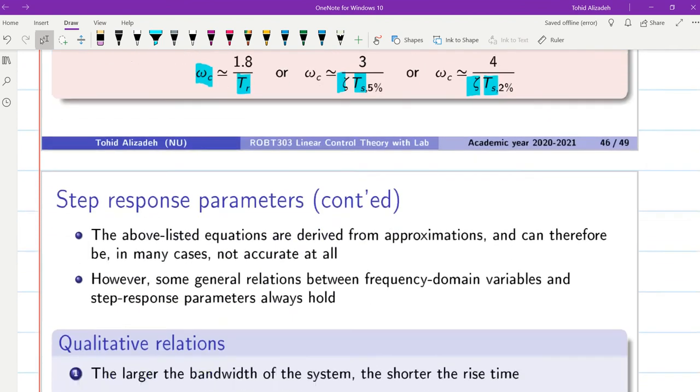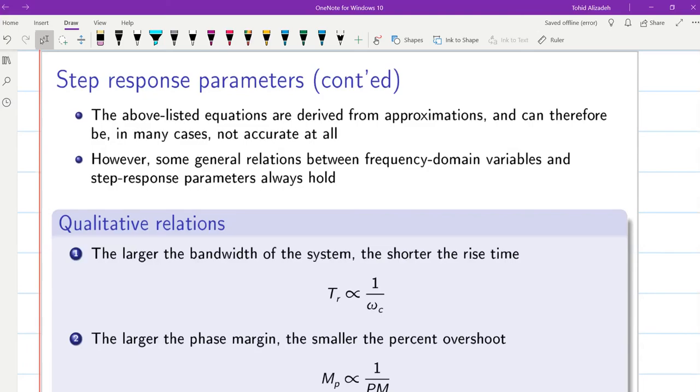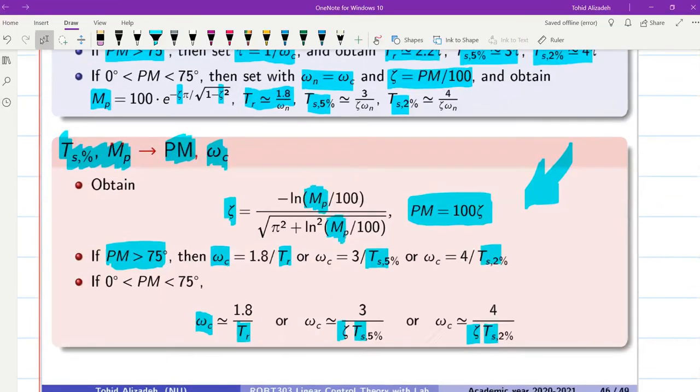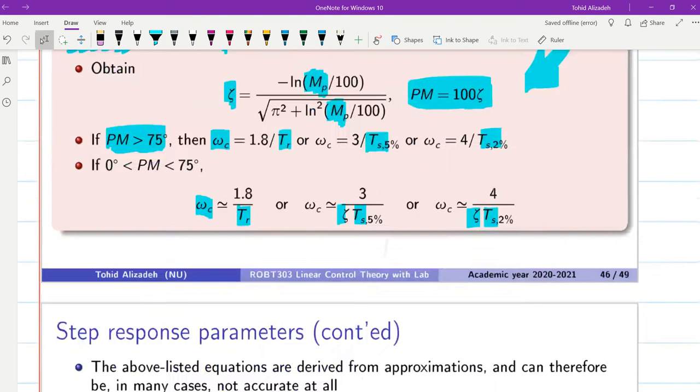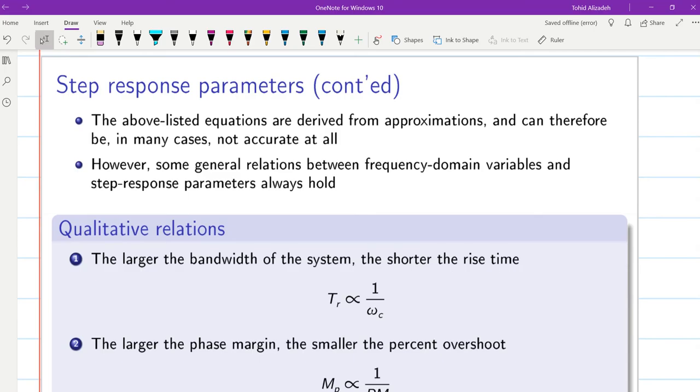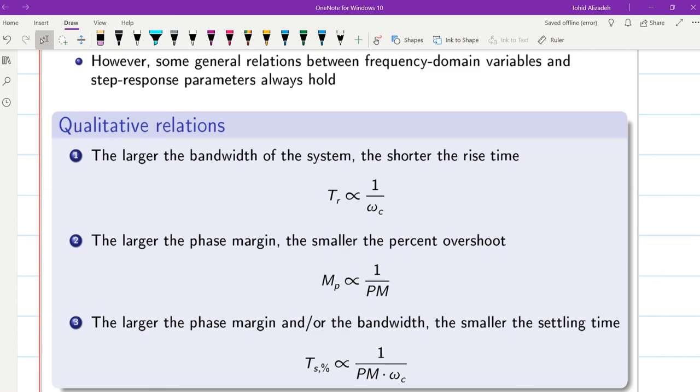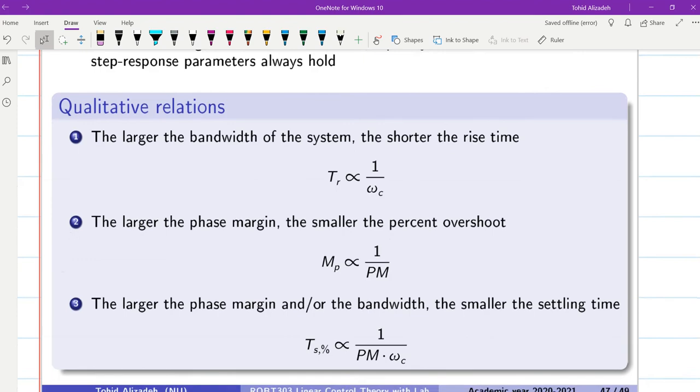So this way we can relate the step response parameters and the frequency domain parameters, the crossover frequency and phase margin. But whatever we have obtained in the previous slides, these are all approximations, okay? The relations are approximations, and we will not get an exact and accurate value at all. However, this will give us some general view on how different parameters would change their values if a parameter in the other domain would change. Here we have some qualitative relations.